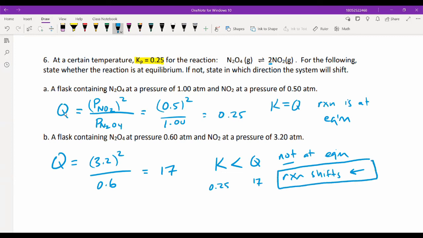And again, when we do ICE tables, we'll see that that would correspond to a change that would use up some of the products and create reactants. So keep that in mind: this can predict the change row in an ICE table problem.